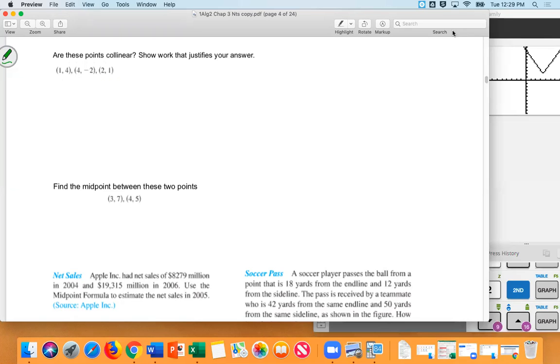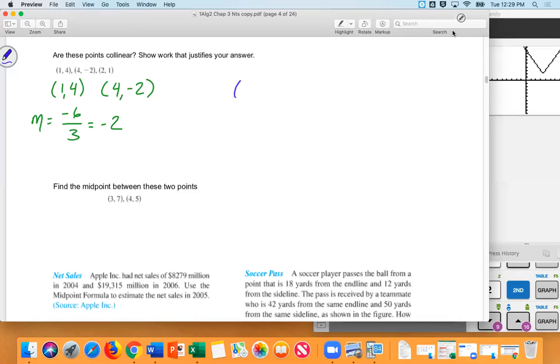I think to myself, okay, (1, 4) and (4, -2). Let me find the slope. The slope is the difference between your y's, so -2 minus 4 is -6, and 4 minus 1 is 3. My slope is -2. Agreed? Okay, got that? Now, I need to take two other points.